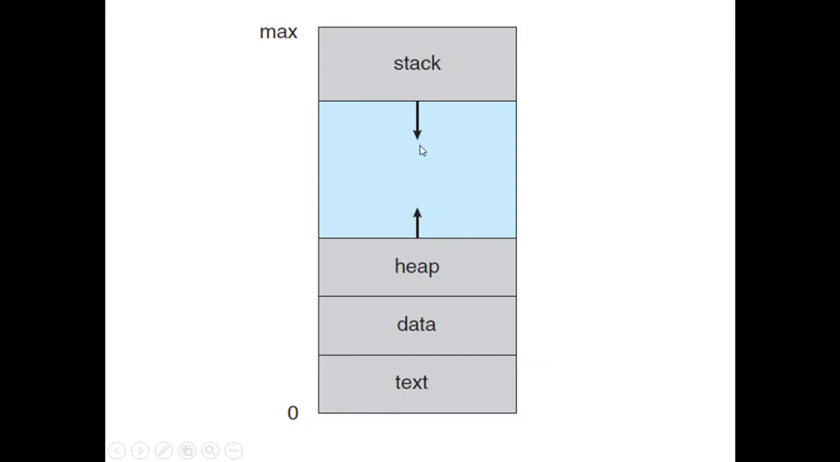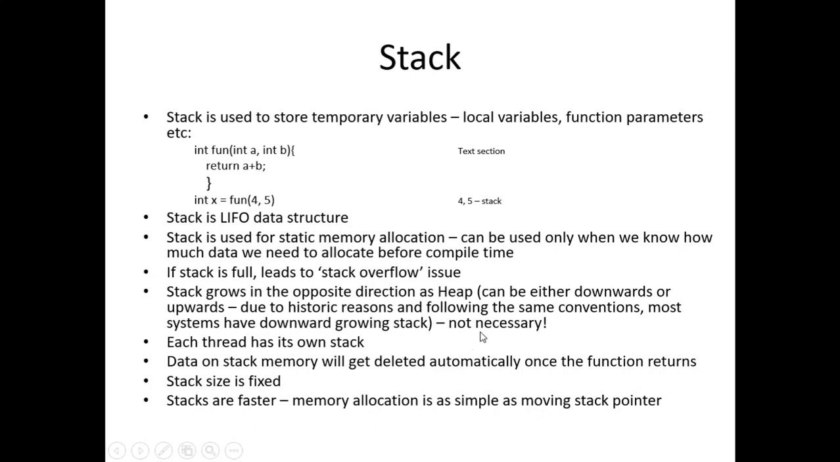But this downward and upward growth comes from historic reasons. It is not necessary that the stack should always grow downwards and the heap should always grow upwards. It can also be the other way around, where the stack grows upwards and the heap grows downwards. But in early design structures, we had the stack growing downwards and the heap growing upwards, and that same convention is still being used today. But there are many architectures where it is the other way around.